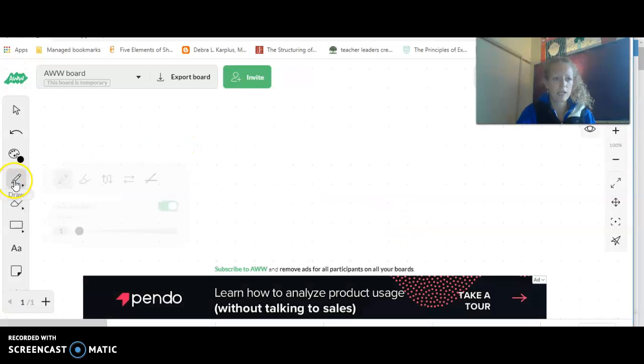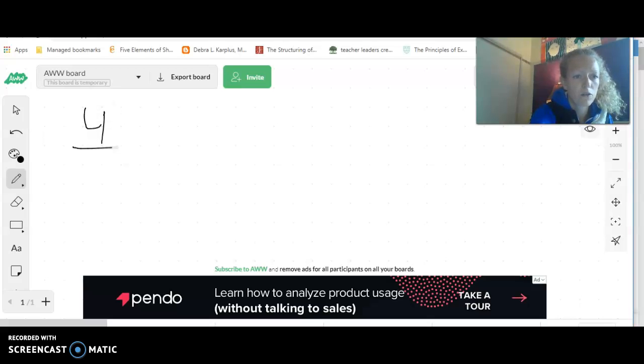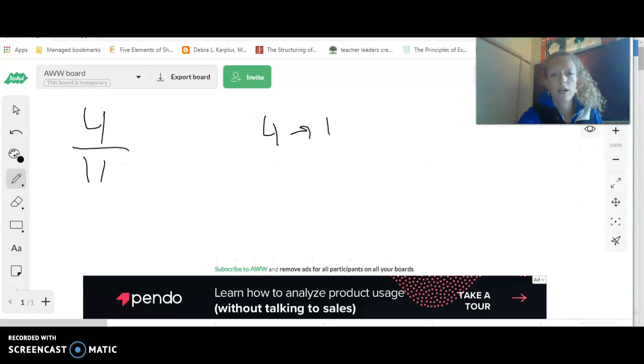Okay, our last one is number 11. All right, number 11, we have 4 over 11. I wonder if they meant to do that. All right, my factors of 4, which I already did on the other problem. 1 times 4 is 4. 2 times 2 is 4. And 4 times 1 is 4. Correct. And then I have 11.